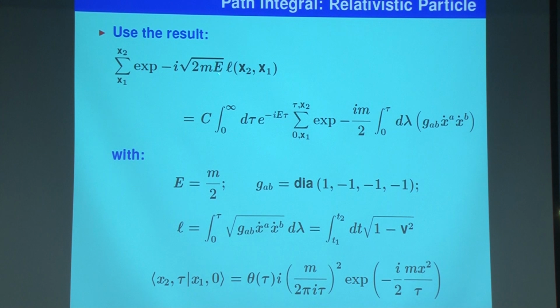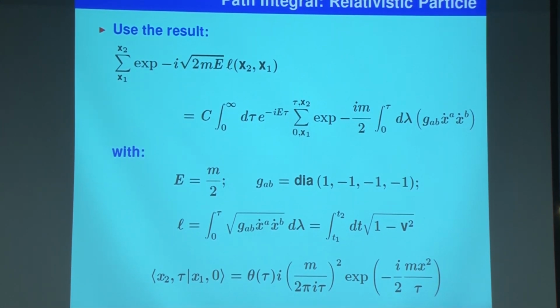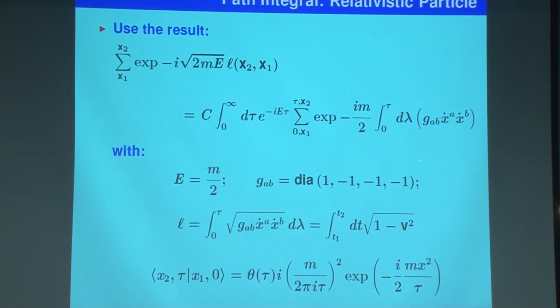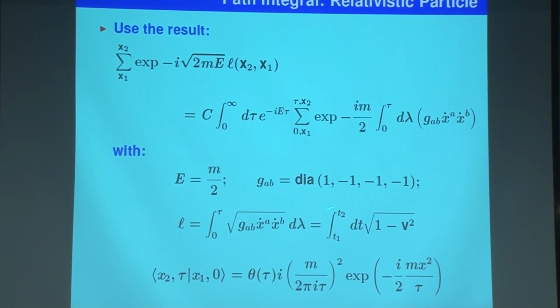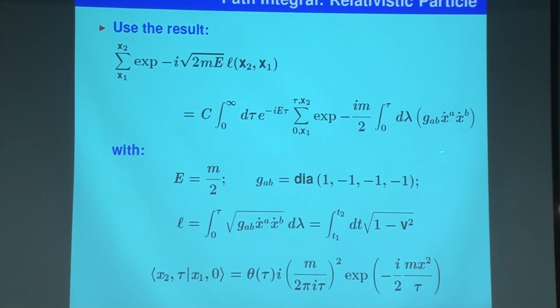So if you put m by 2 here, 2 will cancel out, m square, square root of that will give me m. So I have got e to the minus I m L here. Then on the right hand side, the GAB is this diagonal object. So this L is nothing but this quantity. So that is obtained by this path integral and then an extra integration over time.